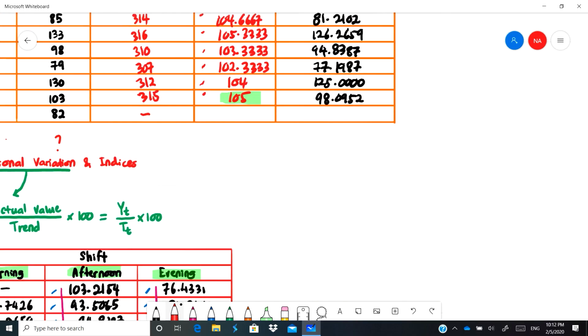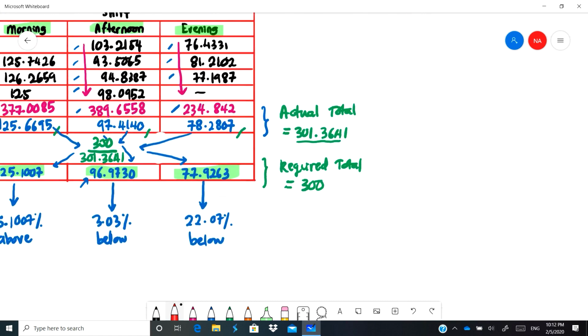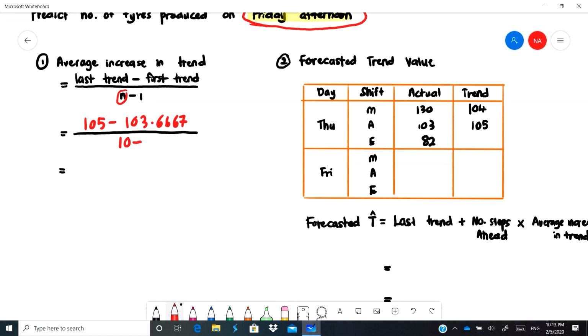N is the number of trends. So how many trends have we already counted just now? We have 10 trends here. All right, so n will be 10. So over 10 minus 1. So press your calculator and you will get 0.1481. Right, so that one is the average increase in trend.